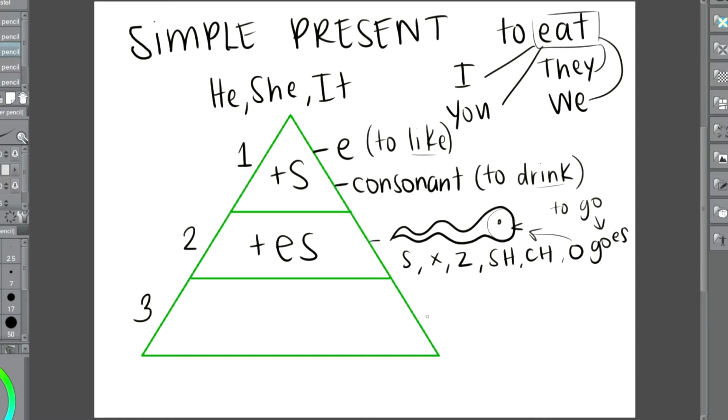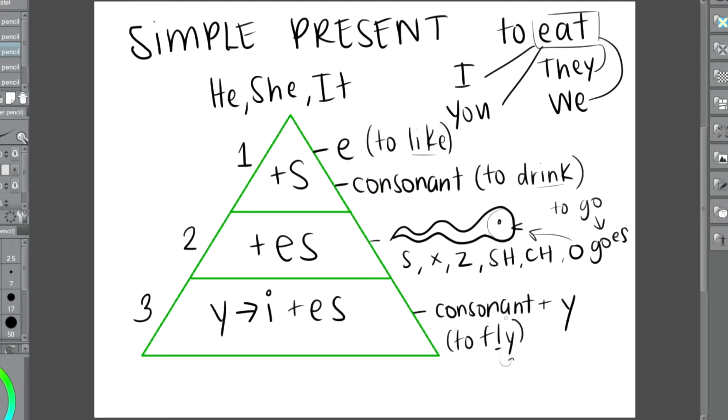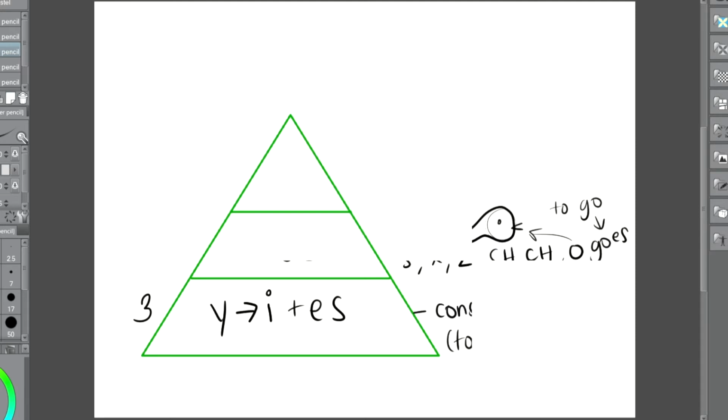Finally, for rule number 3, this is any verb that ends with a consonant followed by the letter Y. Let's use the verb to fly as an example. We see that there's a consonant and it's followed by the letter Y. For rule number 3, we remember that the Y becomes I and we add ES. So the verb to fly would become flies, like the bird flies in the sky. Okay, so that's the simple present, and now that we've reviewed that, we can go into the simple past.